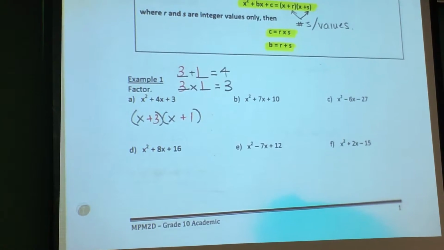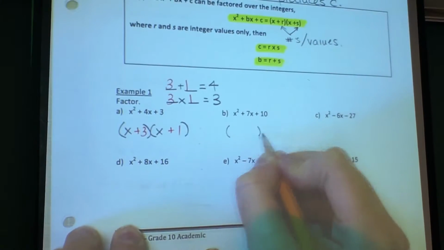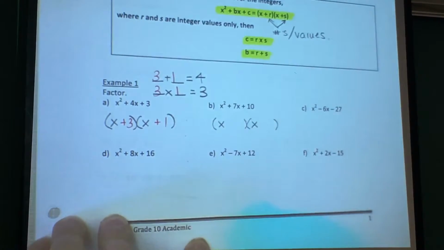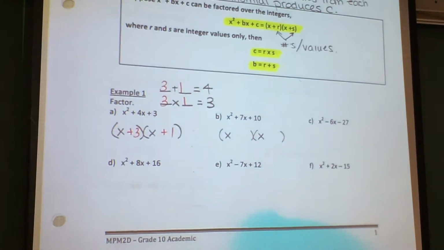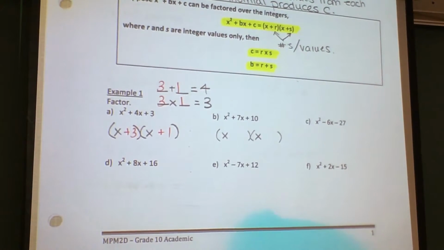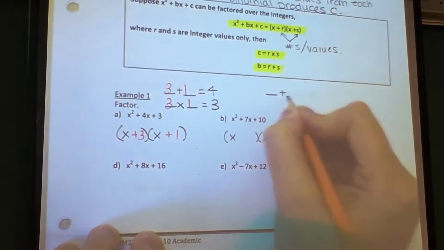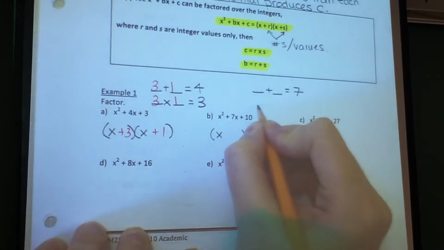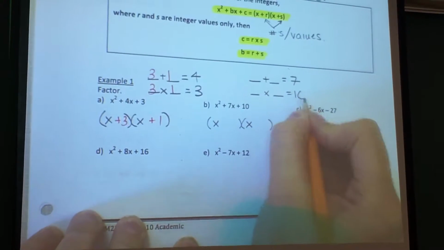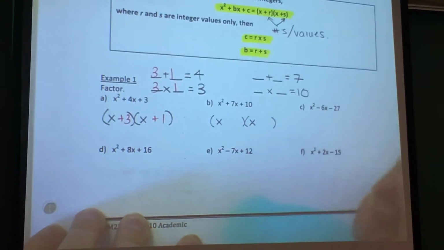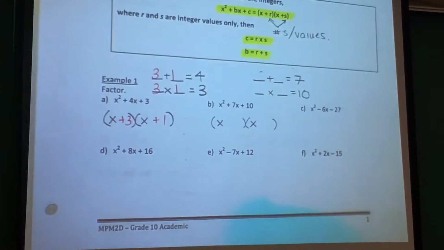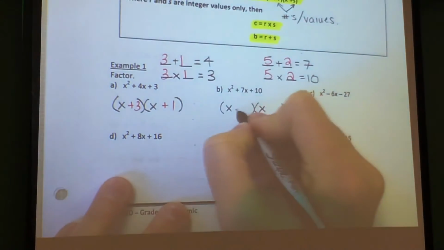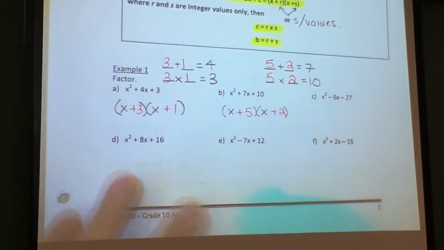Let's do the next one. Set up our brackets. I only have one x squared here, so an x goes in each bracket. Now I need to determine my numbers. Okay? I need two numbers that add together to give me 7, my b value. And I need two numbers that multiply to give me 10. Sonia? 5 and 2. So let's try it. 5 and 2. Good. So this is going to be plus 5, plus 2.